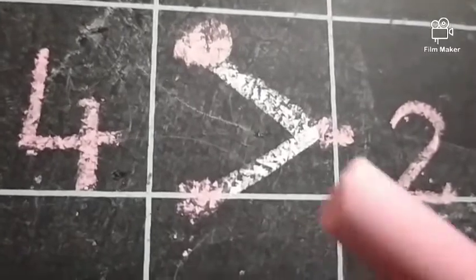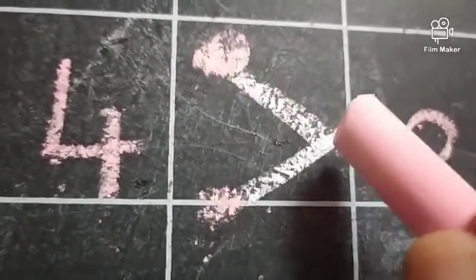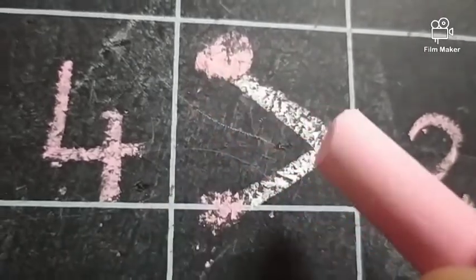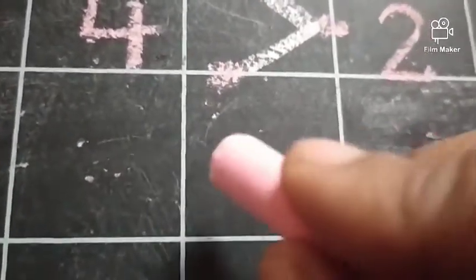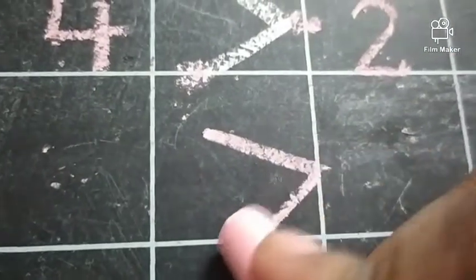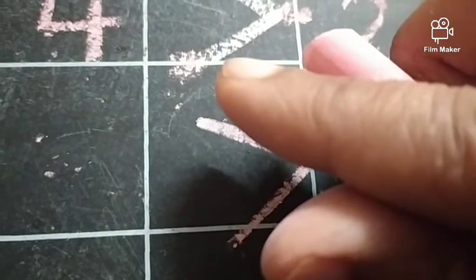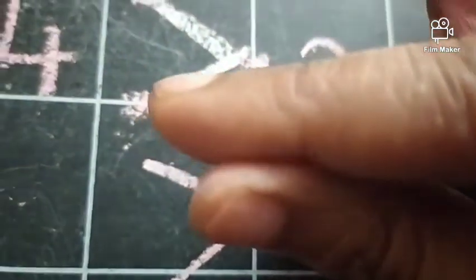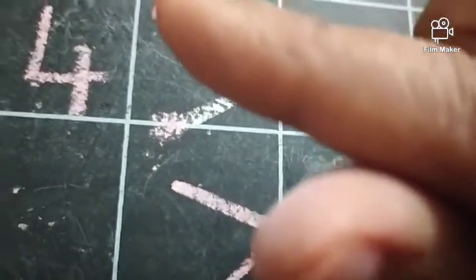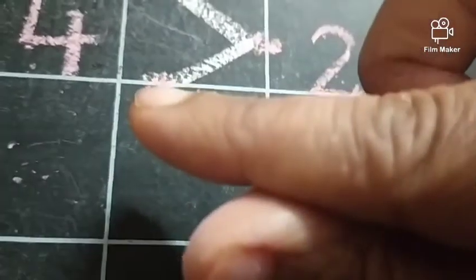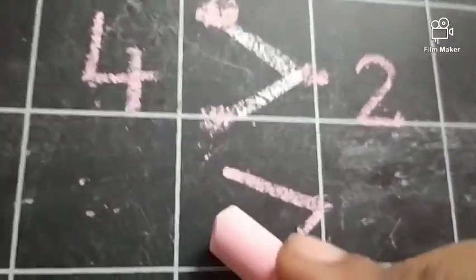Okay, and what does this resemble? Can you tell me? Yes, this sign is just like a crocodile. This is a crocodile, and the crocodile is opening its mouth like this to eat the fish. This sign is just like that, the crocodile opening its mouth. So this crocodile opens its mouth to eat the bigger fish, not the small one.